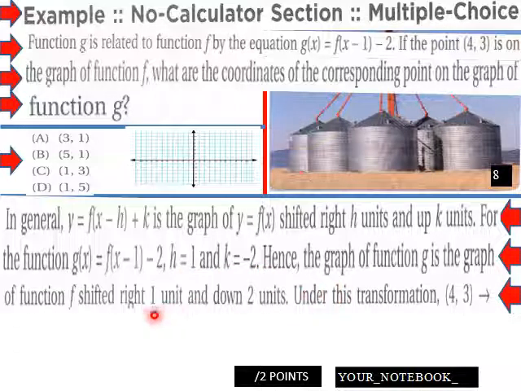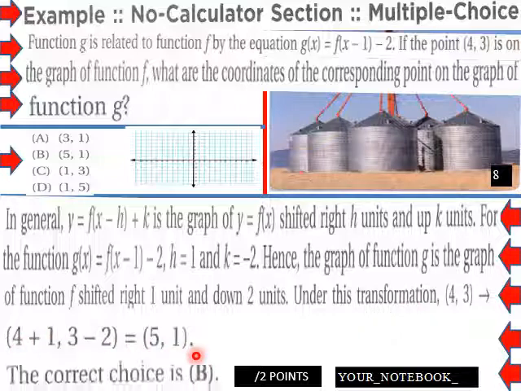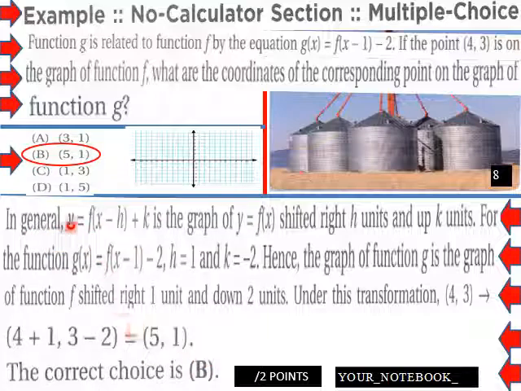Hence, the graph of function g is the graph of function f shifted right 1 unit and down 2 units. Under this transformation, (4, 3) goes to (4 plus 1, 3 minus 2), which equals (5, 1). So the correct answer would be B for this.